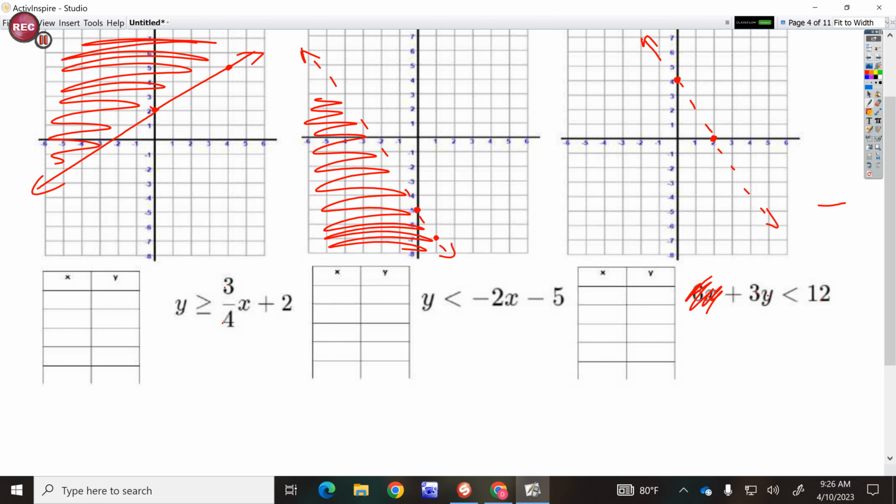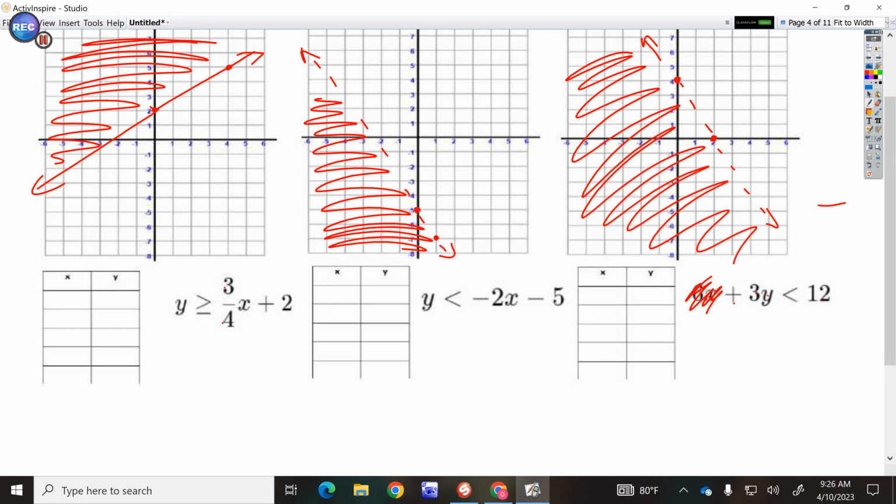And now, open or close to the y? Close is below, less than. If that's positive, then we're good on that shading, below. If it was negative, you got to flip it, and you shade the opposite.